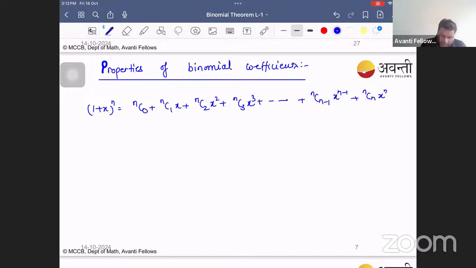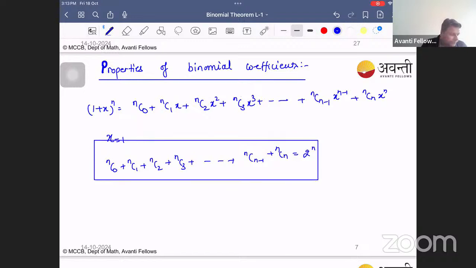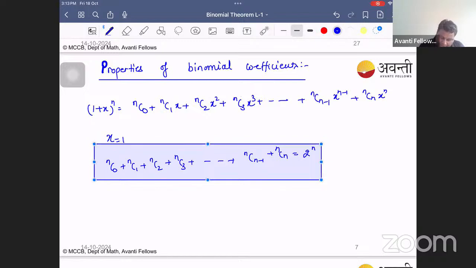Am I correct? Now in this equation, if I put x equals to 1, we get a result that nC0 plus nC1 plus nC2 plus nC3 and so on, nC(n-1) plus nCn. This will be 2 raised to the power n. First important result it is. Got it? So this is our first important result that nC0 plus nC1 plus nC2 plus nC3 up to nCn is equal to 2 raised to the power n.